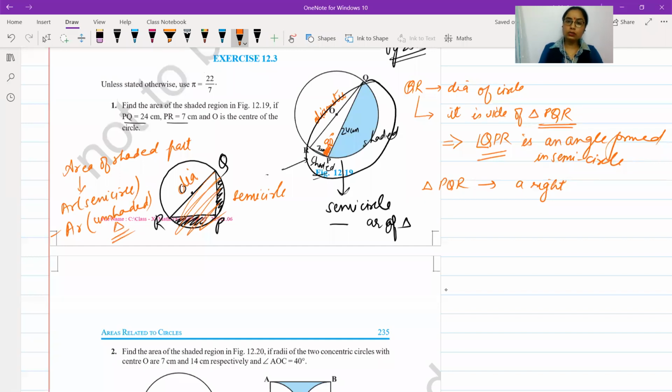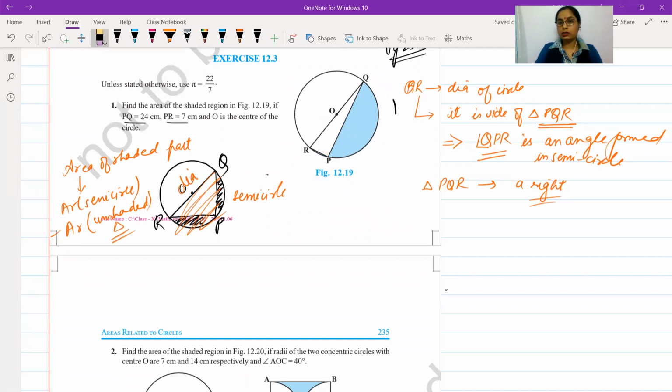Now you need to focus on how to find out the area of these two. To find the area of the semicircle, you need the radius of this circle, and the area of the triangle we can find by using the formula half base into height because the triangle is a right triangle. First of all, try to observe if you have what you need. To find the area of the semicircle, you need the radius. Do you have the radius of the circle?